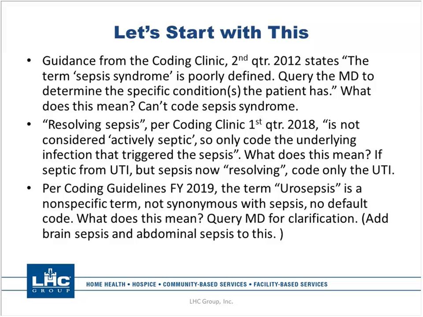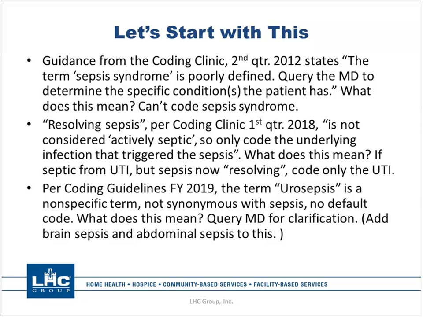Now, per coding guidelines fiscal year 2019, the term urosepsis is a nonspecific term, and it is not synonymous with sepsis from a urinary tract infection. And there is no default code for urosepsis. So what does this mean? This means if you have the term urosepsis, you cannot just assume the patient has a urinary tract infection that's causing them to be septic, or the patient is septic from UTI or whatever. You cannot do that. You're going to have to query the physician for clarification, and if you can't get anything, then there is nothing that you can code.